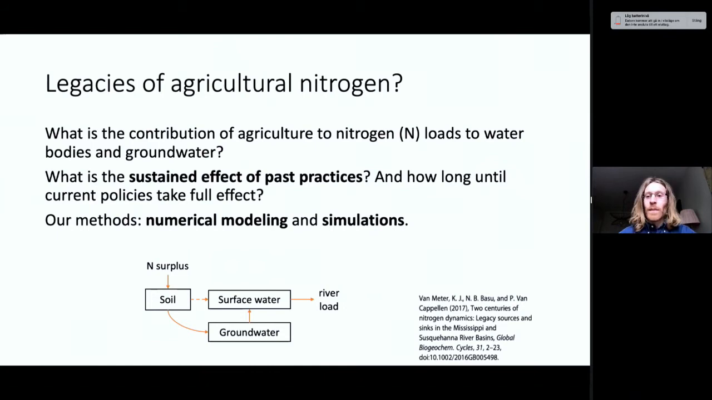So looking at the past, how much do we still see that is happening that depends on what's been going on prior? Or if you flip the question, how long of a time should you expect before new policies take full effect, so to say. Our method to work around this and get more understanding is to use data, as you will see, and use that in building numerical models and running simulations to try to understand what has been happening and what we might want to happen in the future.